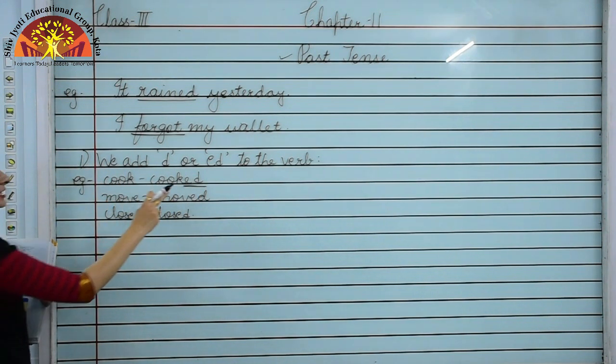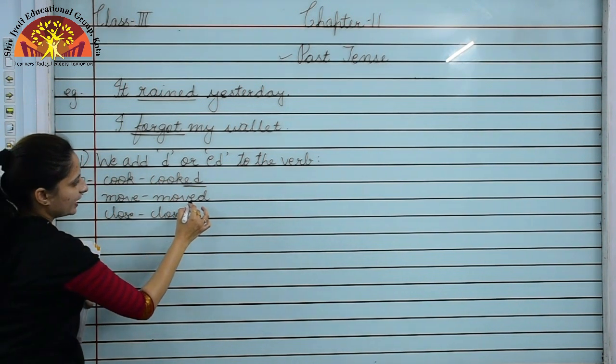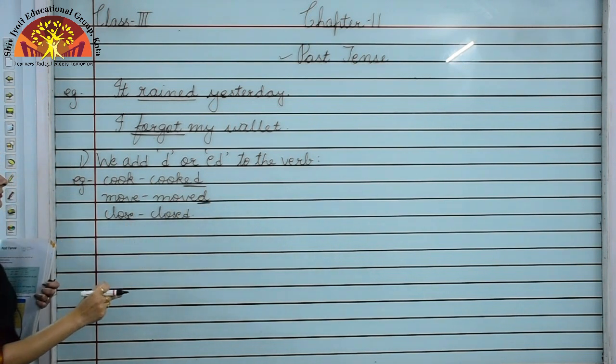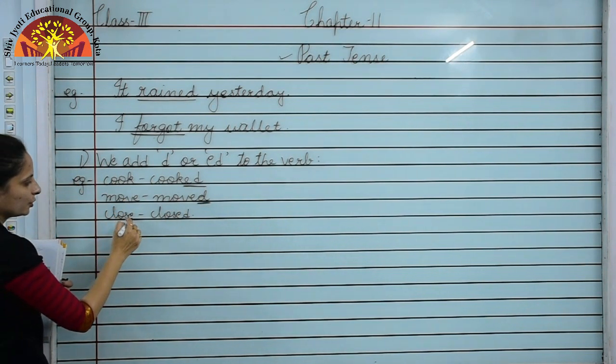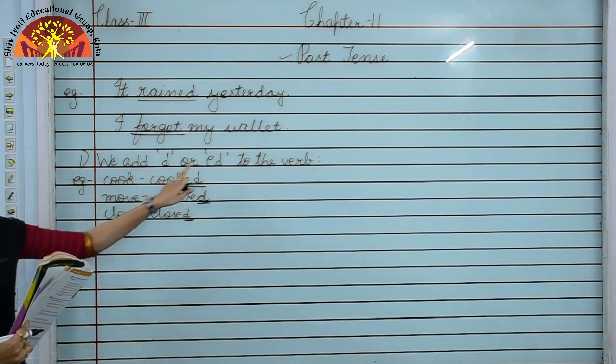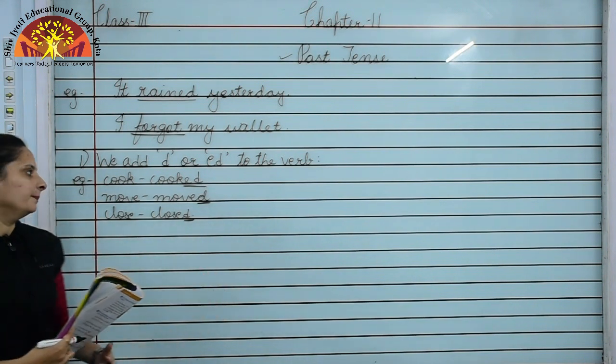Cook, we have added ed over here, and in move also we have added d. What we have added over here? D to the verb move. And to close we have added again d. So when we add d or ed to the verb, it is changed into its past form.